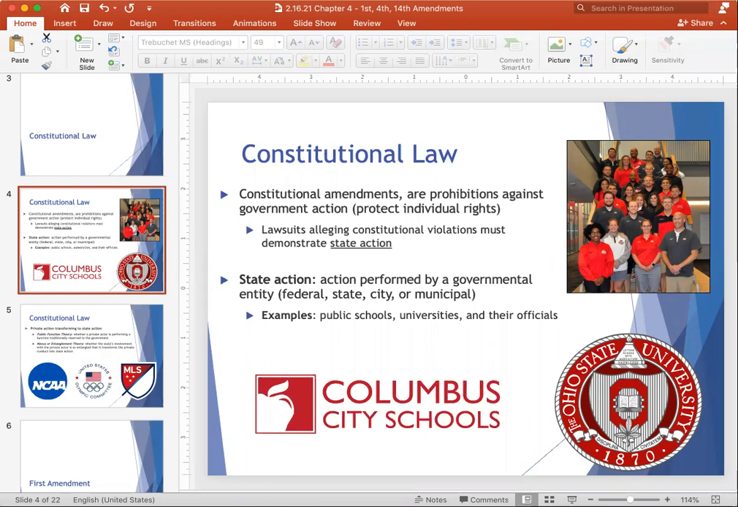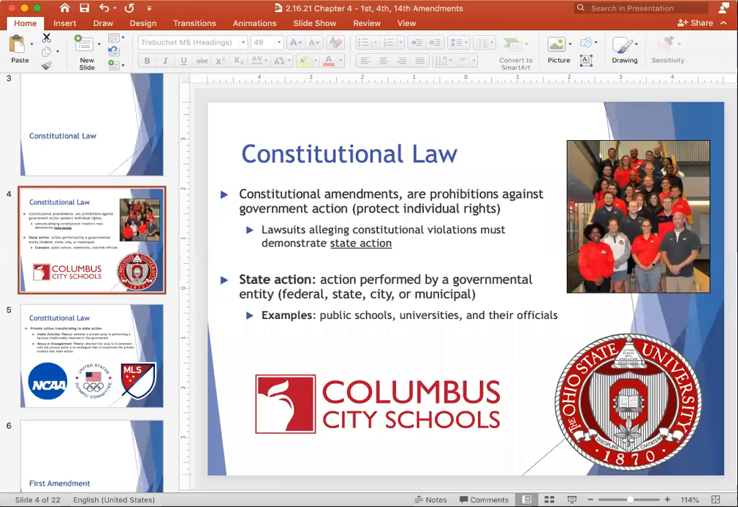So when thinking about who constitutes state actors, I'll give you a few examples that pertain to sport. Typically, the activities of public schools, universities, and their officials, so coaches, teachers, for example, are considered to be state action, as those entities are controlled, they are funded, they are directed by state or local governments. So once again, public schools, like you'll see on this slide, Columbus City Schools, Ohio State University, and their officials, which you'll see these are athletic trainers at Ohio State, are all subject to the Constitution.